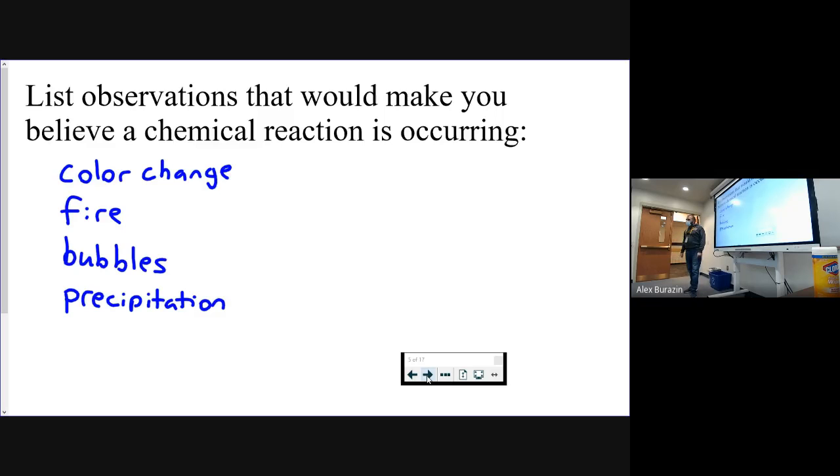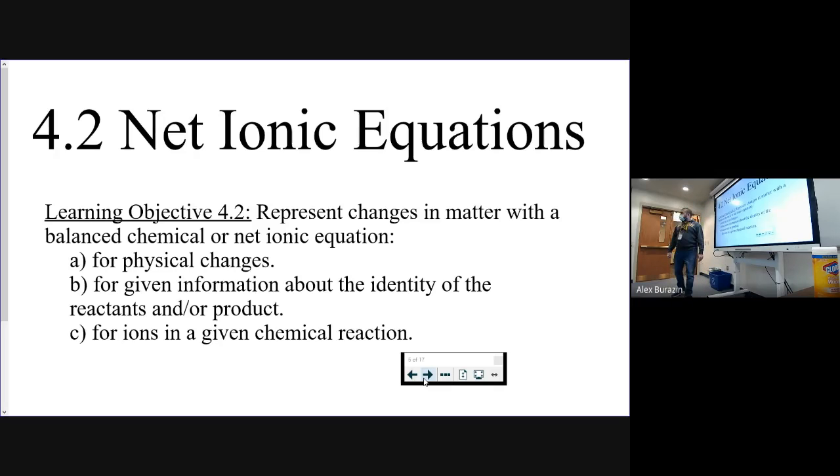And if something's bubbling, again, you got to be careful because very clearly you can boil a pot of water and it's bubbling, not a chemical change. But if you're mixing things together and it's bubbling, that's most likely a chemical change. All right. That's it. 4.1's done. It's literally that is it. We're just kind of revisiting.